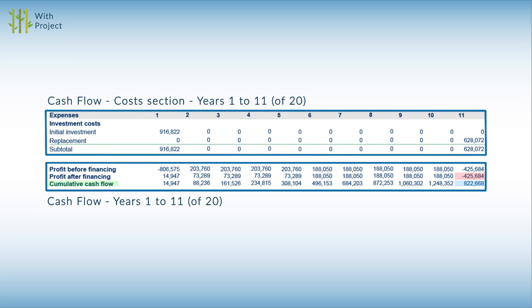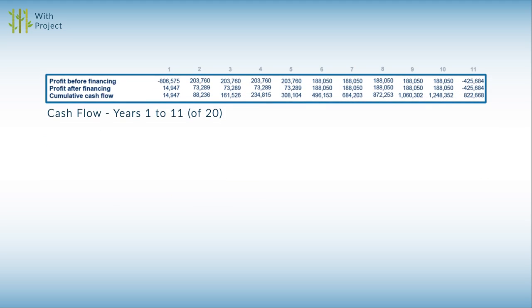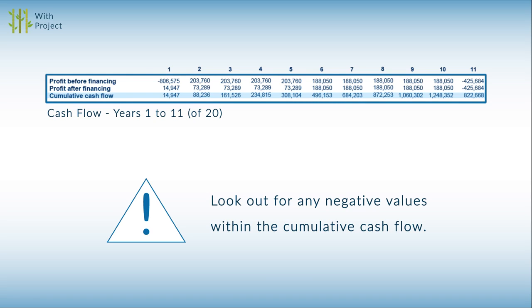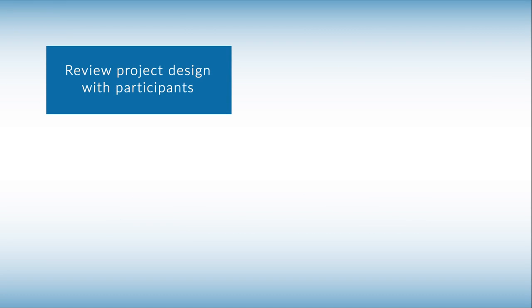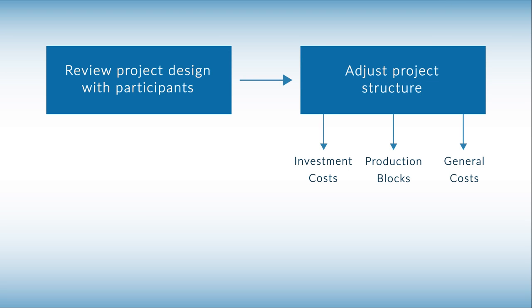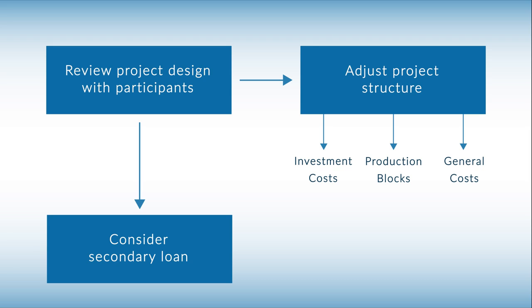This indicates that the cumulative cash flow built up by year 10 was sufficient to absorb the negative profit after financing in year 11. Too often, Rural Invest users overlook negative figures in this cumulative cash flow. But if the cumulative cash flow in any year is negative, the participants will have to find the resources elsewhere to cover these losses, and this may not be easy. Typically, the user must review the project design with the participants and either make adjustments to the project structure or consider a secondary loan to resolve them.